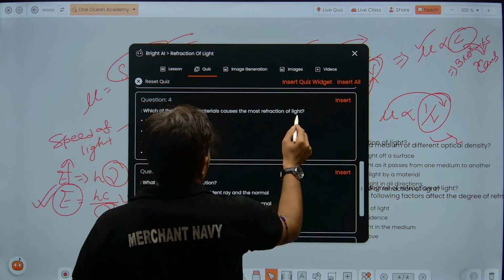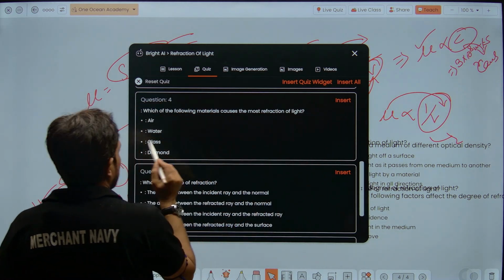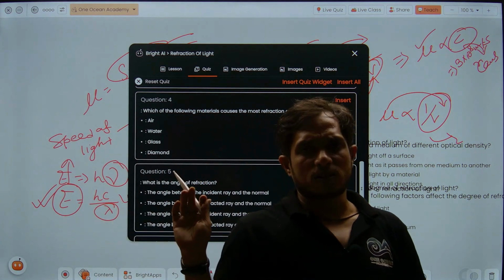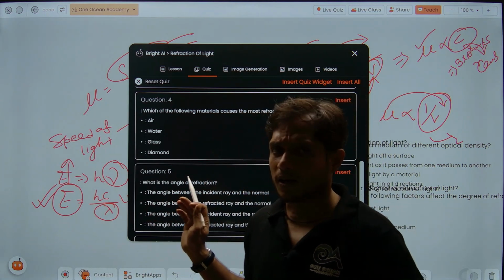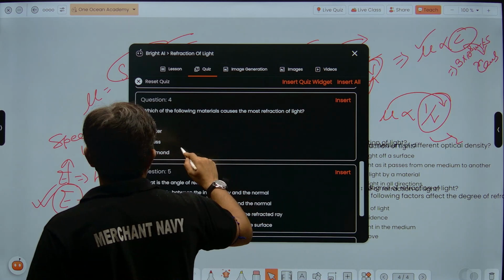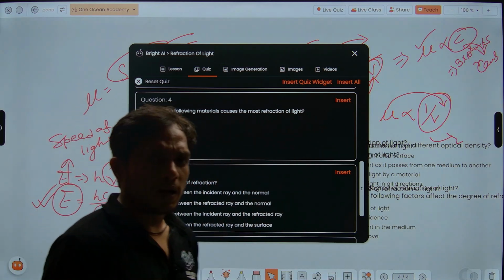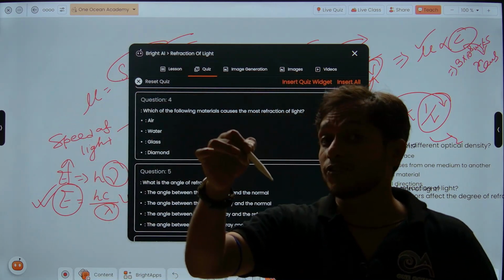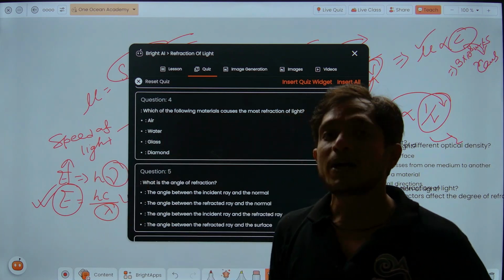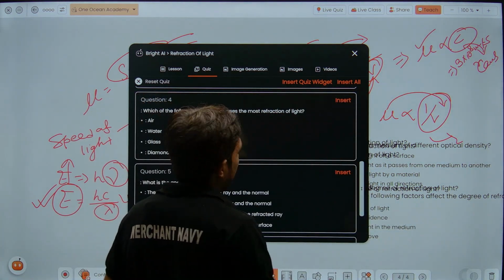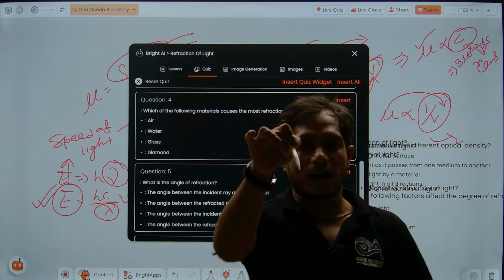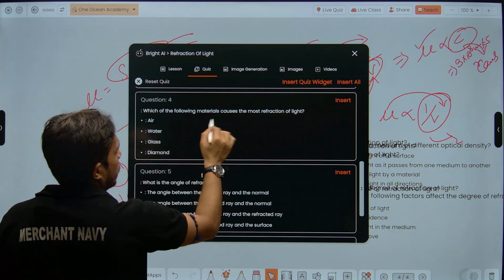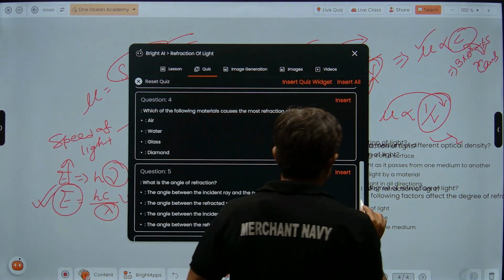So which of the following materials causes the most refraction of the light? Air, water, glass, diamond. So what should be the answer? The most refraction will occur in diamond. Where the speed of light is the minimum, the refractive index is maximum, that means the maximum refraction happens there. If the refractive index is higher, the refraction occurring there is higher. So diamond will be the best answer. Okay. Next.